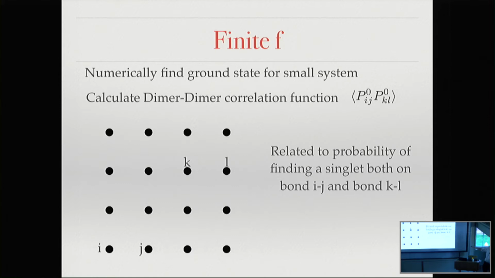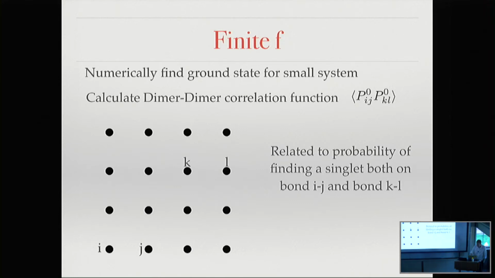And to see what sort of phase we have, we're going to look at this dimer-dimer correlation function, where we look at the projector on two separate sets of bonds. So I look at the projector of these guys into a singlet and the projector of these guys into a singlet. And more or less, what we're calculating is the probability of finding simultaneously a singlet here and a singlet there.